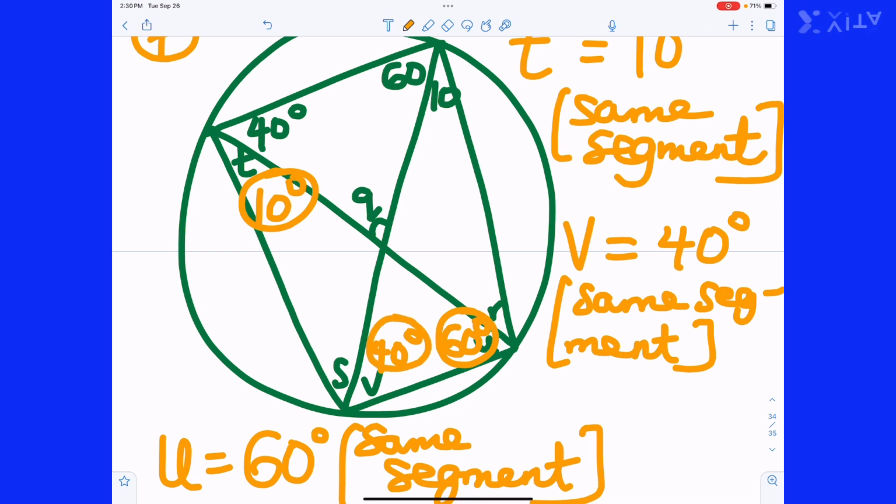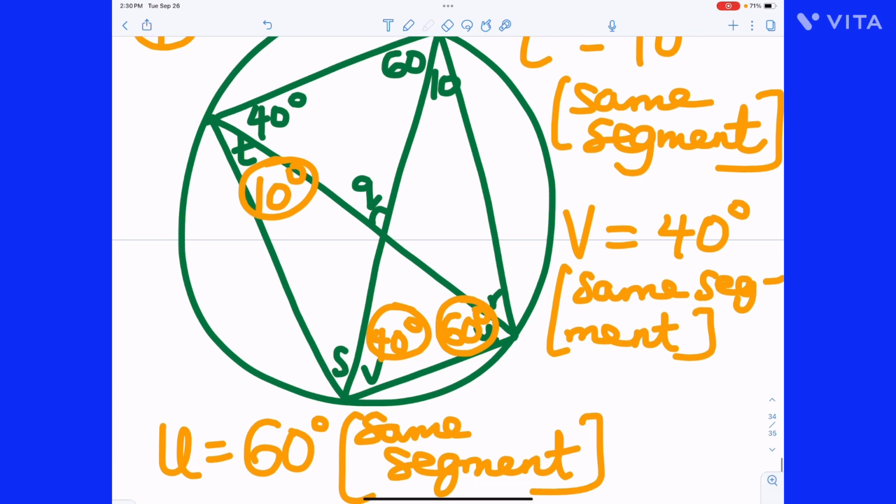What else do we need? S and R. Let's get Q first. Look at this triangle.